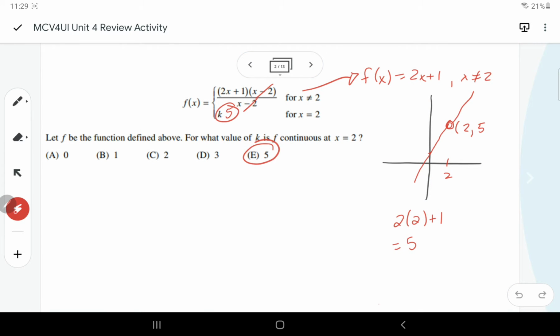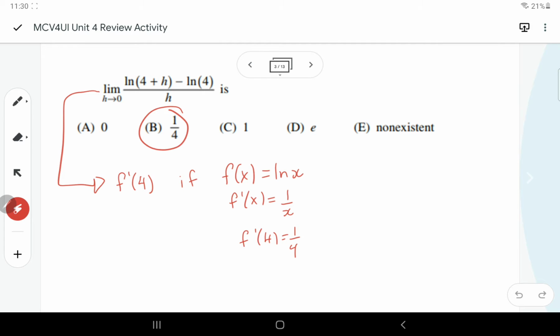For this one, we have a function that looks like a quadratic over linear, but because the x minus 2's cancel out, we're left with a hole at x equals 2. It will look like the line y equals 2x plus 1, but with a hole there. So we find what y value would be there if there wasn't a hole, which is the y value of 5. Then we put that in for the k to fill that hole and make it not discontinuous.